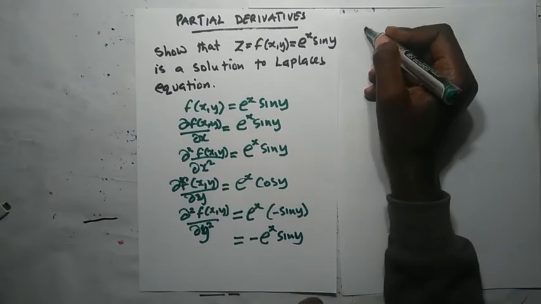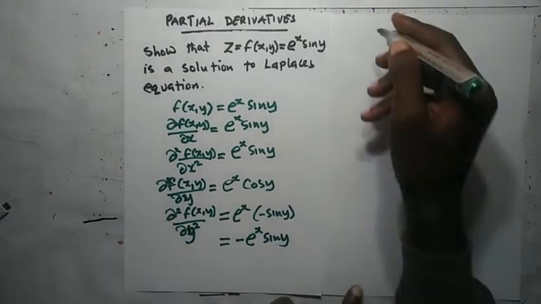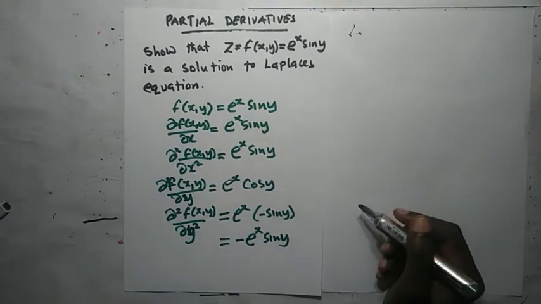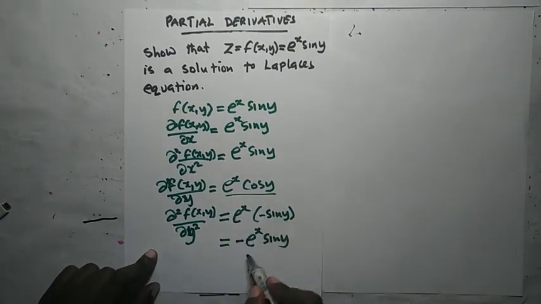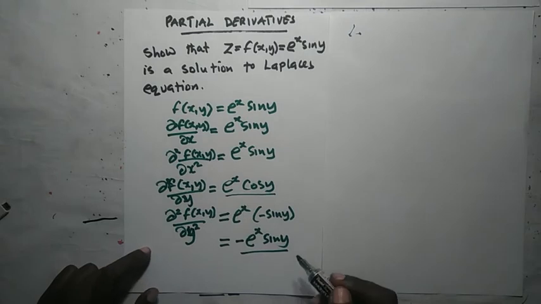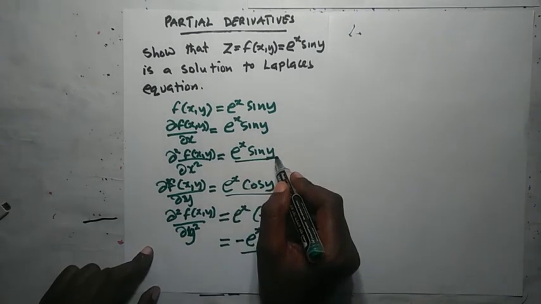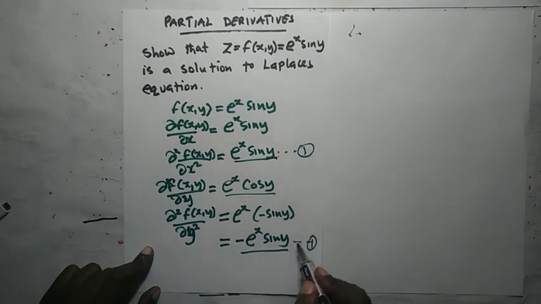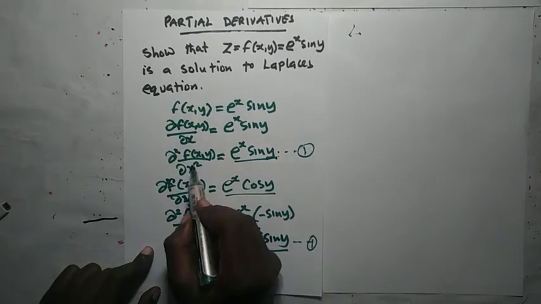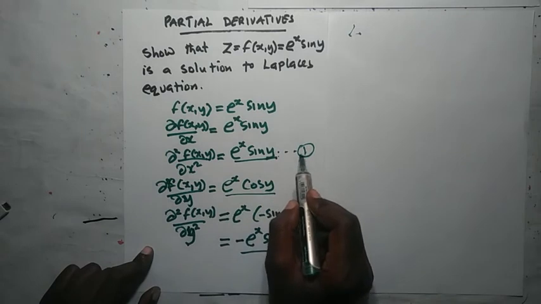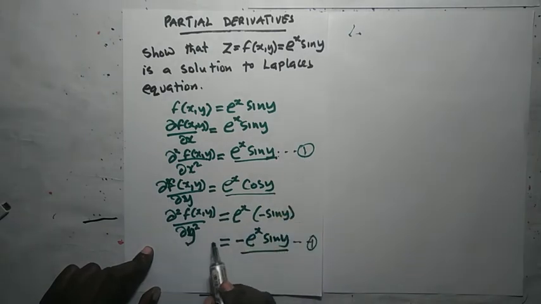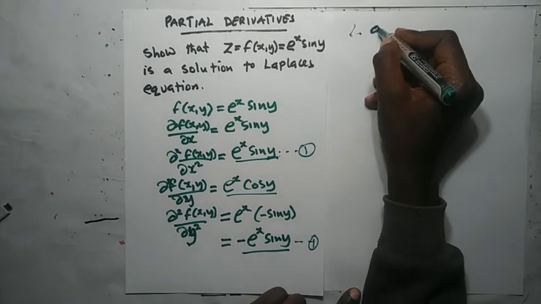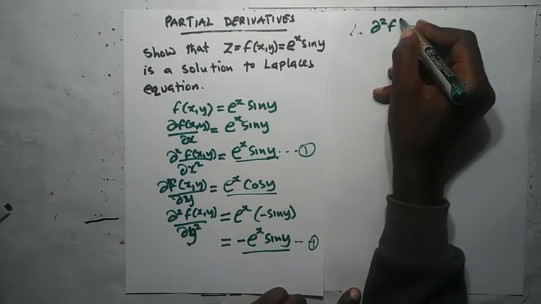And so therefore, for you to prove that this is a solution of Laplace's equation, you are going to add the two second order partial derivatives. The one that we found first with respect to x, and the second one that we found with respect to y. So the second order partial that we found with respect to x, and the second order partial that we found with respect to y.